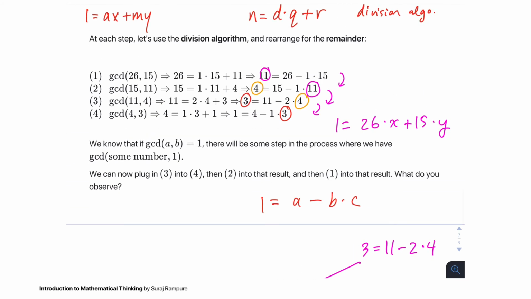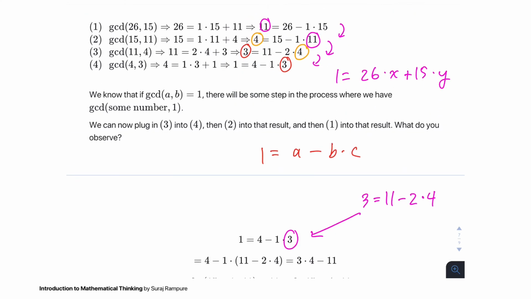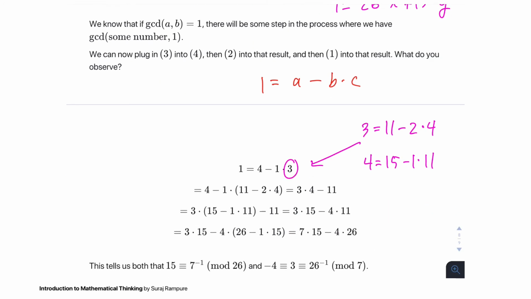The next number I have in equation 4 is 4, right? I have 4 is equal to 15 minus 1 times 11. And I plug that in here. Right? And then that simplifies and gives me 3 times 15 minus 4 times 11. Okay? And all of these equations are just equal to 1.